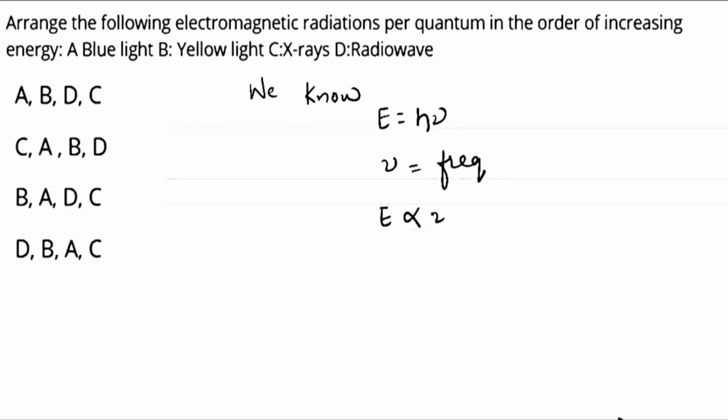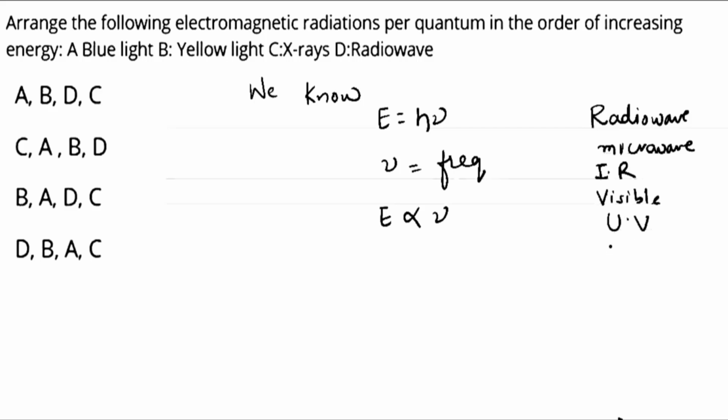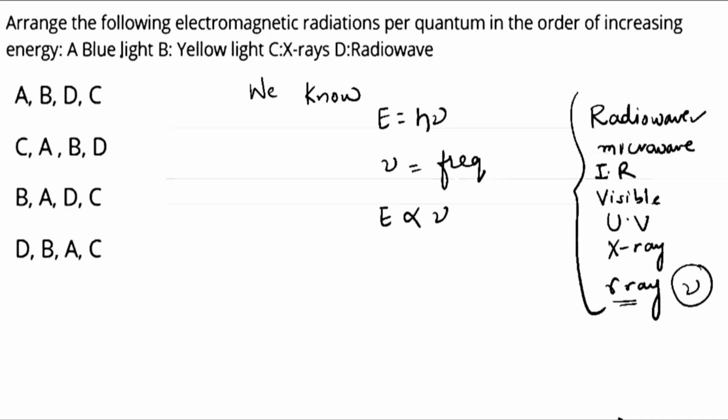Now it is clear, E is directly proportional to nu, the frequency. So this is our electromagnetic spectrum: radio wave, microwave, infrared, visible, ultraviolet, X-ray and gamma ray. So we know about this spectrum. It has the highest wavelength and lowest frequency at one end, and gamma has the highest frequency.